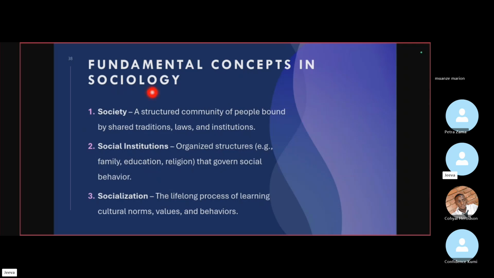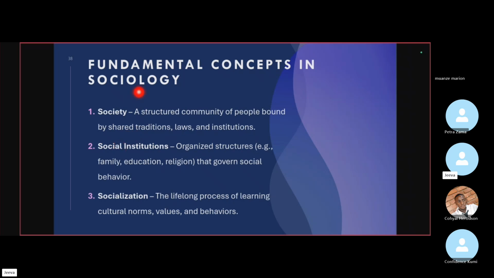So moving on to the next topic, the different fundamental concepts in sociology and anthropology. First, we'll see the fundamental concepts in sociology one by one. The very first fundamental concept in sociology is society, a structured community of people bounded by different traditions, laws, and institutions. So society means people bounded by different traditions, different laws, and different institutions.